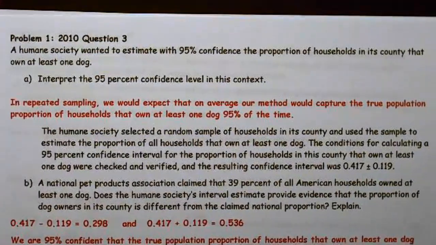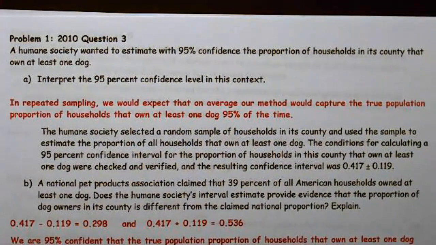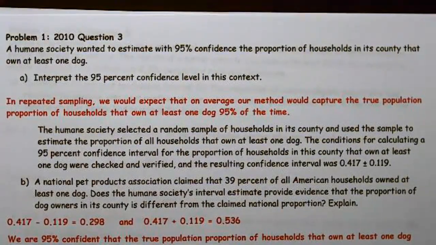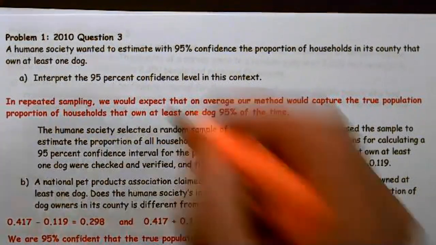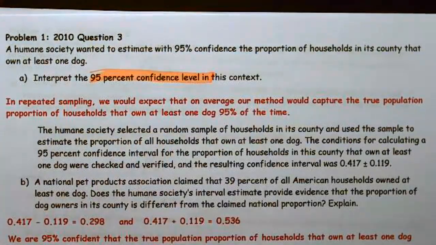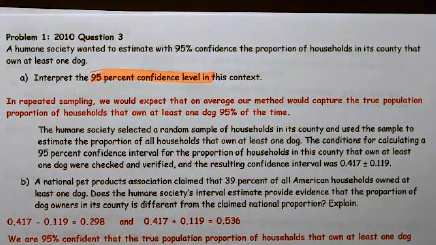So problem 1. A humane society wanted to estimate with 95% confidence the proportion of households in its county that owns at least one dog. Interpret the 95% confidence level. So here they're not saying confidence interval, they're saying confidence level. And so this is where we get to say, in repeated sampling, we'd expect that on average, our method would capture the true population proportions of households that own at least one dog 95% of the time.